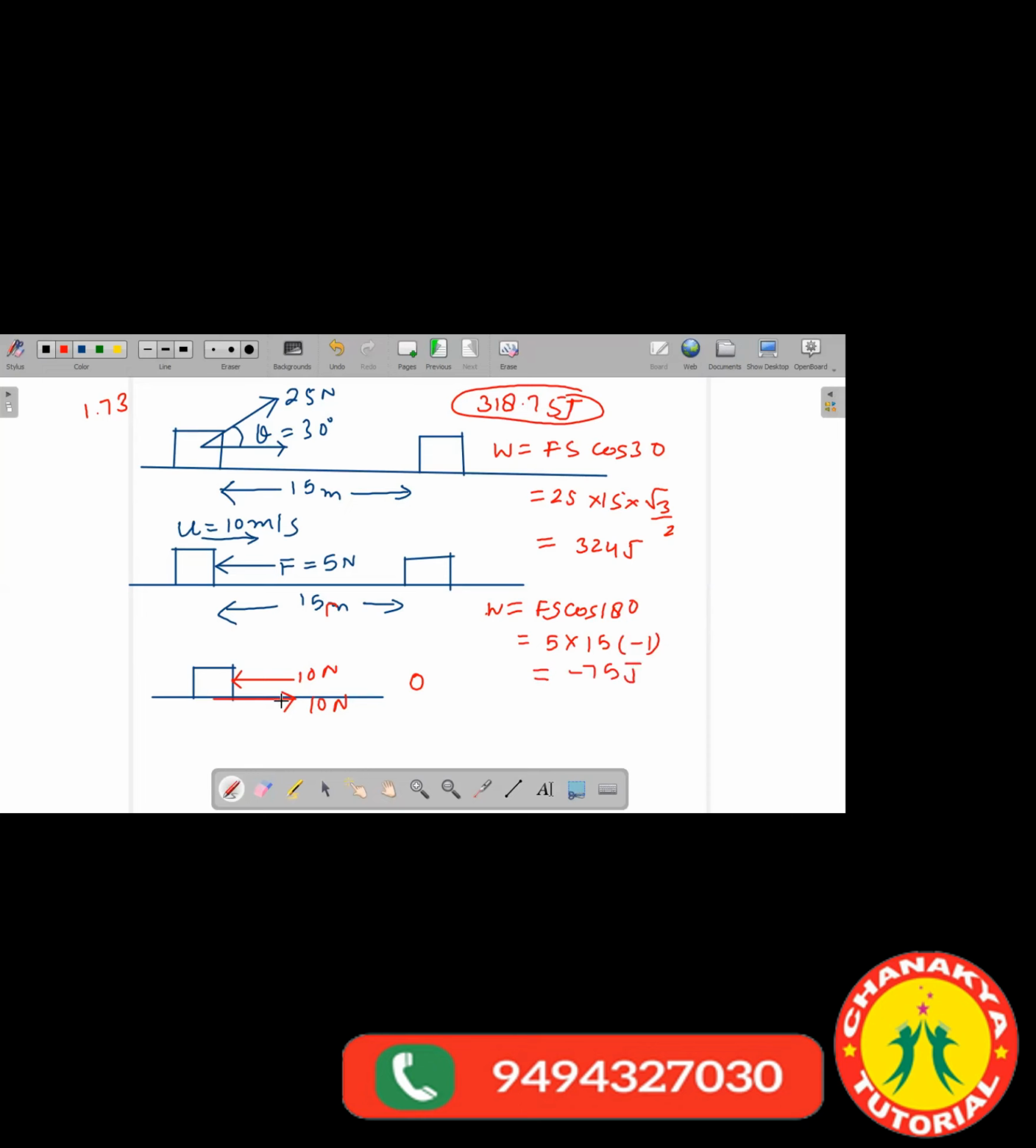And for the third one, we get 0. Work done is equal to 0. Sometimes we observe that the net force on the object is 0. Sometimes it can happen that there is a net force, but there is no displacement. So what should be the work done in that case?